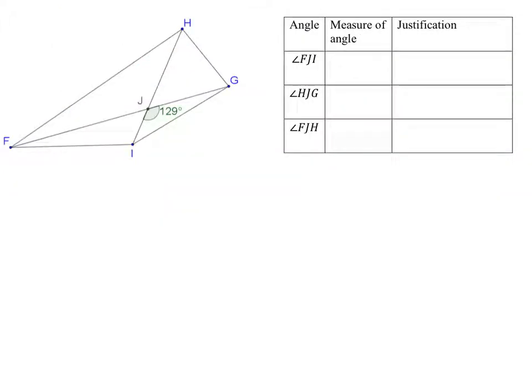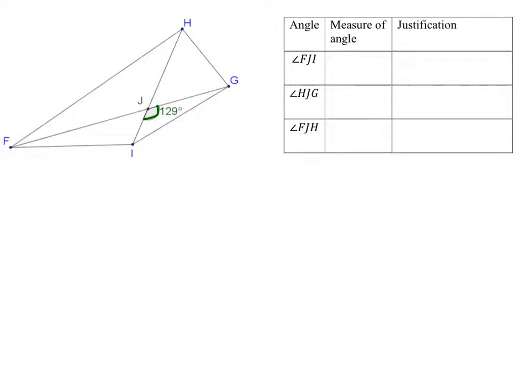Alright, this one gave us an intersection right there, two intersecting lines, but then they kind of connected the outside points to make a quadrilateral. So let's look at angle IJG. That's the one that they've already marked there. It is 129 degrees right there.